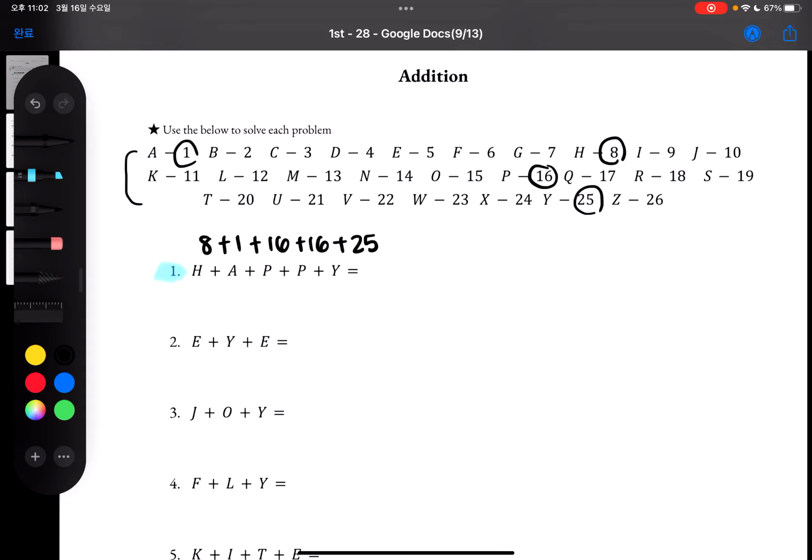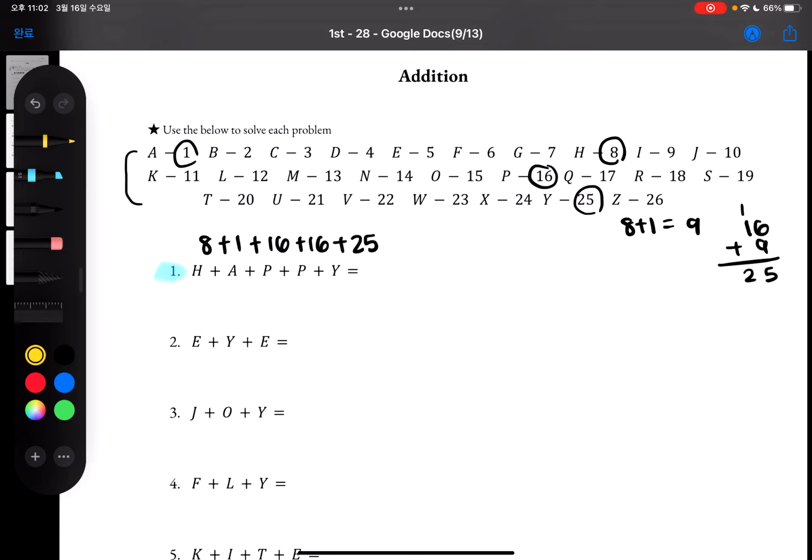So let's see. 8 plus 1 is equal to 9. Now you have to do 9 plus 16. 6 plus 9 is equal to 15. So 5 under 6 and 9, and 1 above 1. 1 plus 1 is equal to 2, so you get 25.